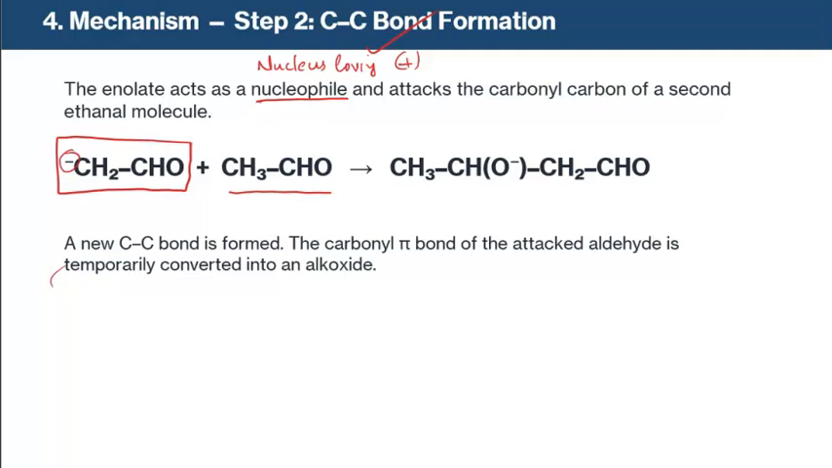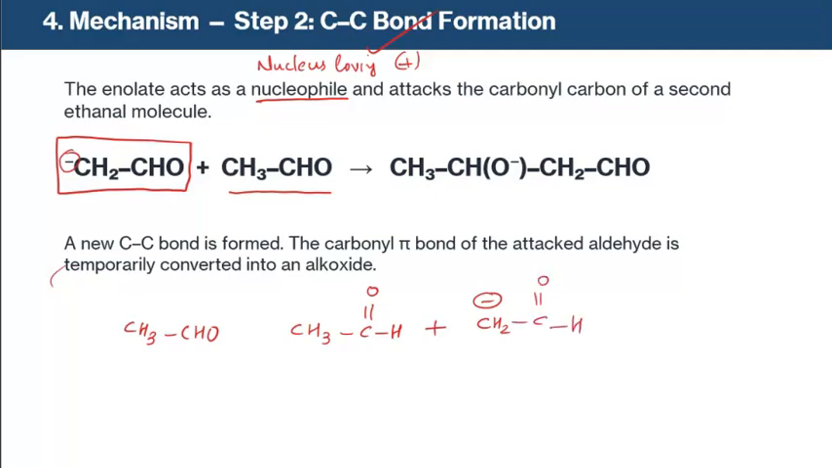What happens here? The new CC bond is formed. The carbonyl pi bond of the attacked aldehyde is temporarily converted into alkoxide. That is a new CC bond formation. How does it take place? Let's begin. This is CH3CHO. What is this? This is the ethanol molecule. We can represent this as CH3 C double bond O, H plus. And what is this one? The enolate ion, that is CH2 minus C double bond O, H.